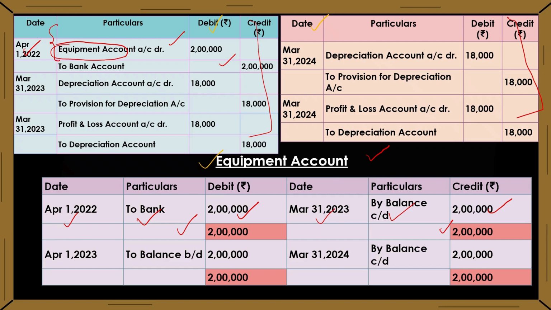Again, it will be brought forward on April 1, 2023 as to balance brought down 2 lakhs. There are no other journal entries pertaining to equipment, so this can be balanced. On seeing, we see the debit balance is more. So we take the balance of 2 lakhs on either side. Again, on March 31, 2024, we will write by balance carried down 2 lakhs. This is how you are going to prepare the equipment account.